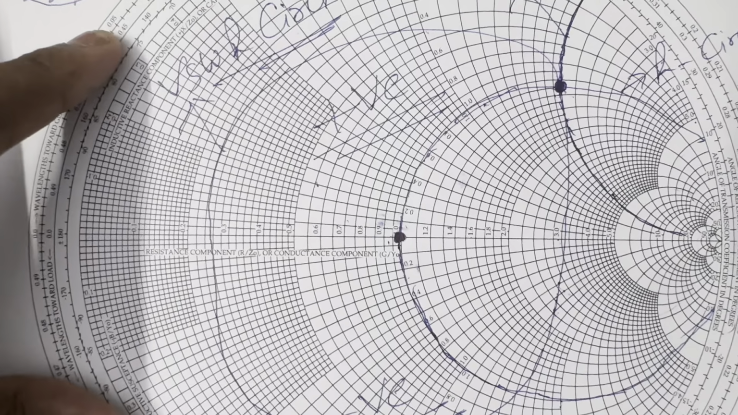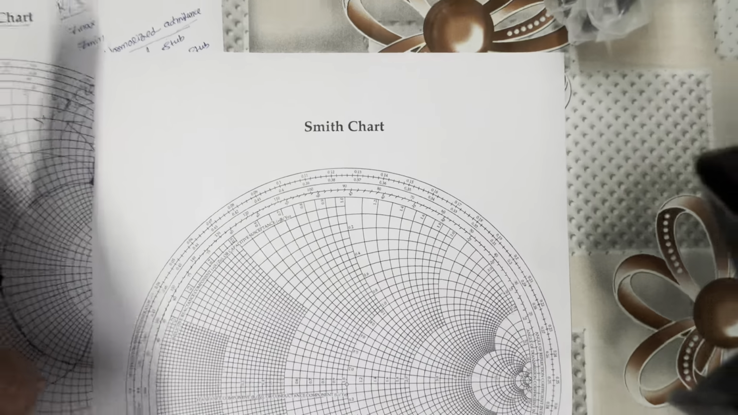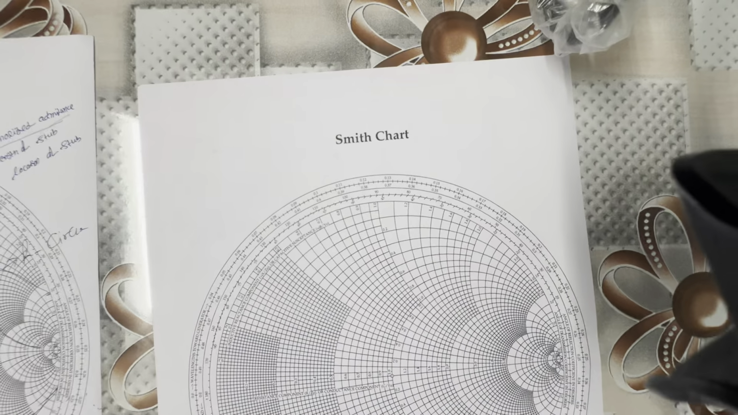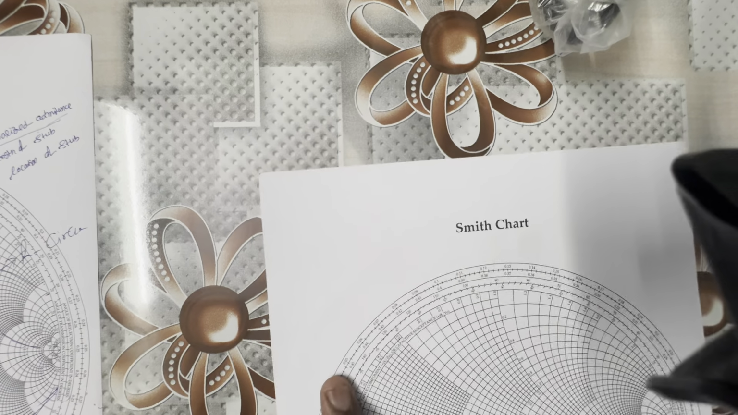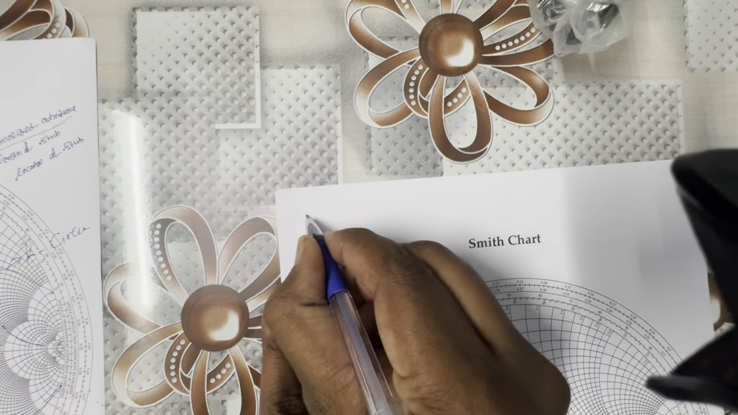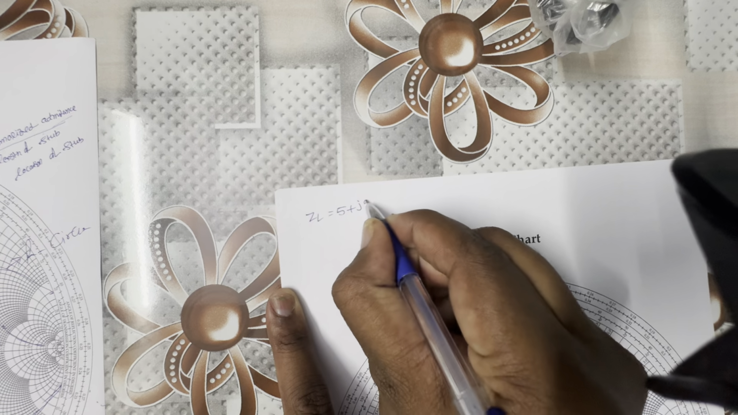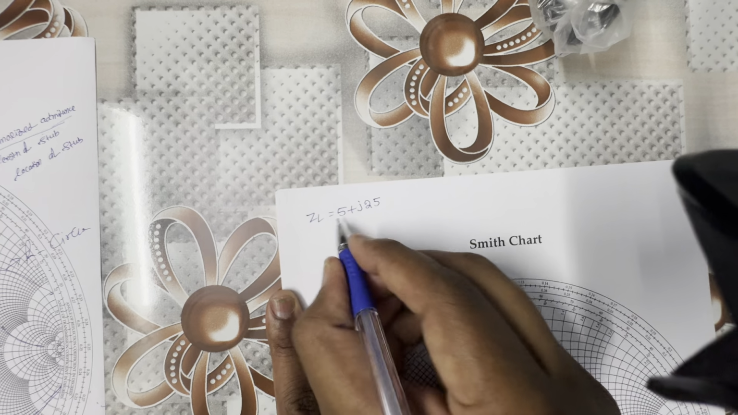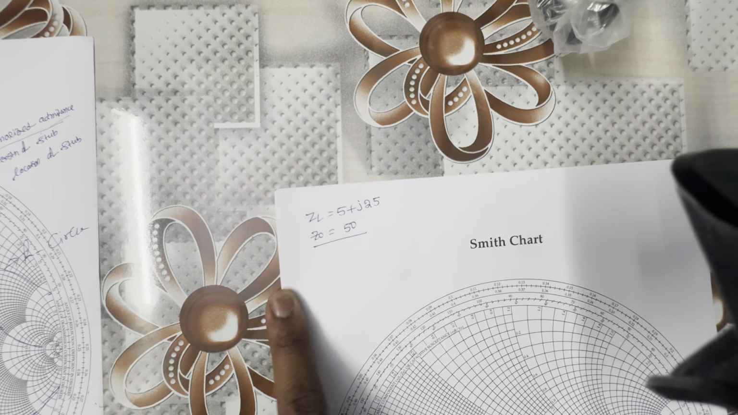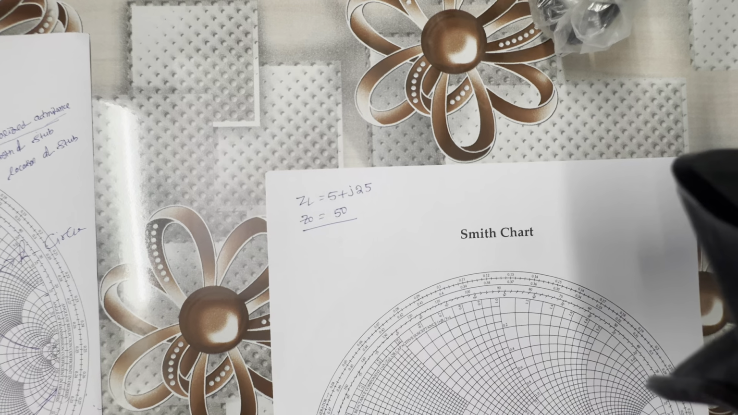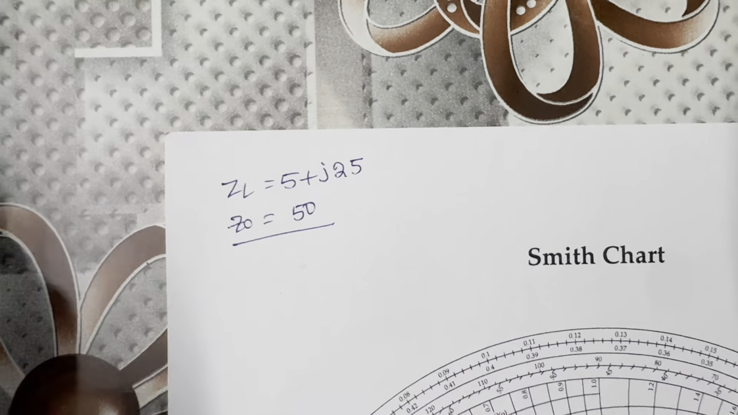And I'm taking another Smith chart. In the problem, they have given ZL equal to 5 plus j25, Z0 equal to 50. Those are the values given in the problem. Now I have to identify all the parameters.